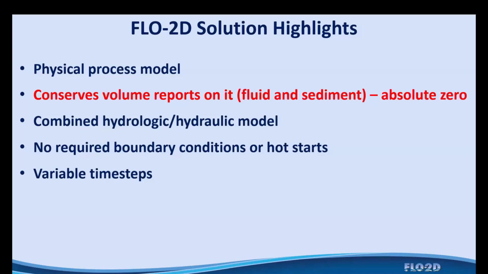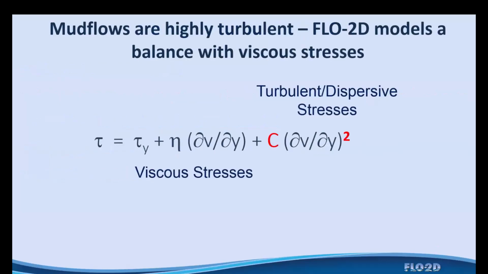And if your model can't do that, you've got to seriously question what kind of results you're getting. It is a combined rainfall runoff model. There's no boundary condition or hot starts, and you can do variable time steps.